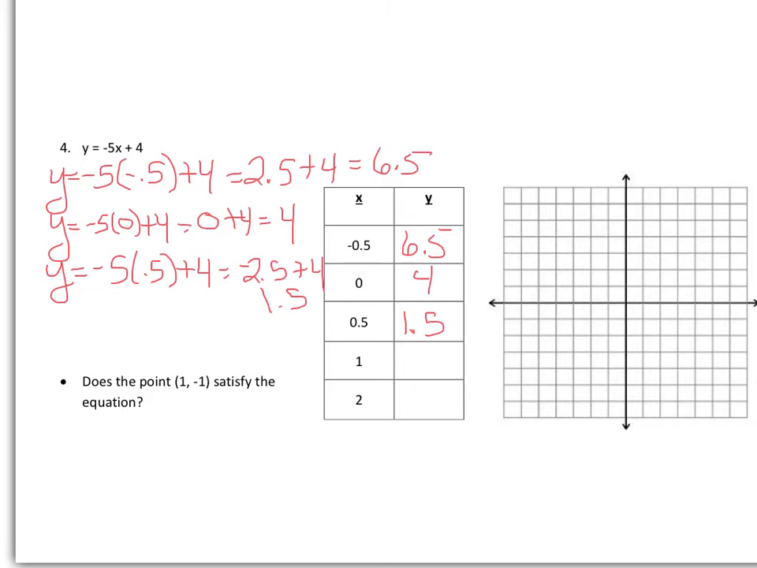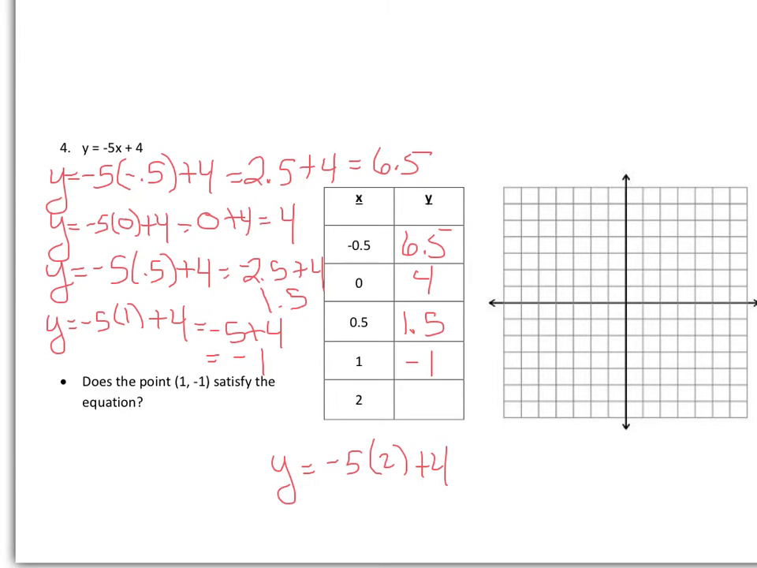Substitute in a 1. So y equals negative 5 times 1 plus 4. Negative 5 times 1 is negative 5. Plus 4 equals negative 1. Now I can't fit 2 over here, so I'm just going to move over and show my work below the table. So y equals negative 5 times 2 plus 4. Negative 5 times 2 is negative 10. Plus 4 equals negative 6.